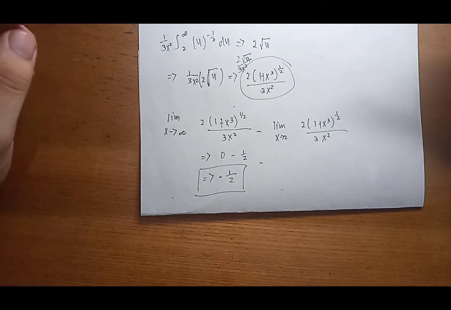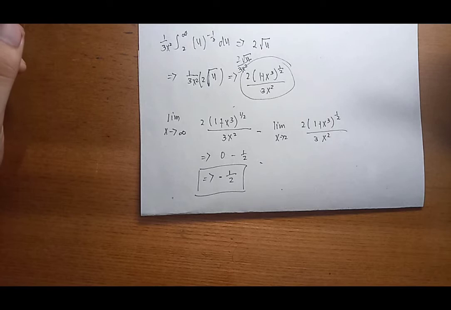The limit of 2 times (1 + x^3)^(1/2) all over 3x^2 as x approaches infinity, minus the limit of 2 times (1 + x^3)^(1/2) all over 3x^2 as x approaches 2.